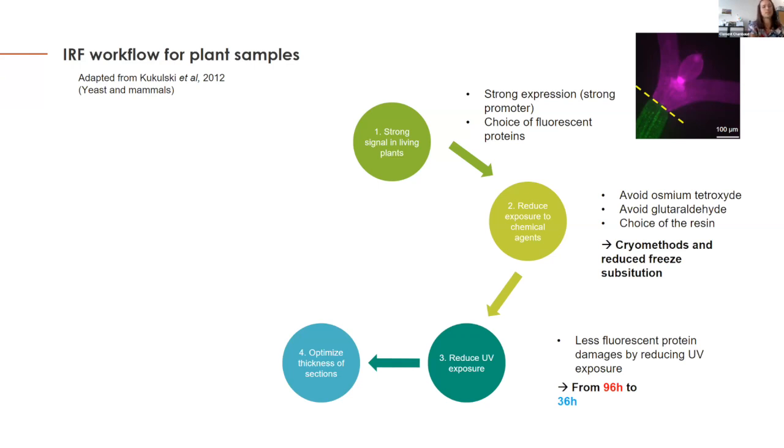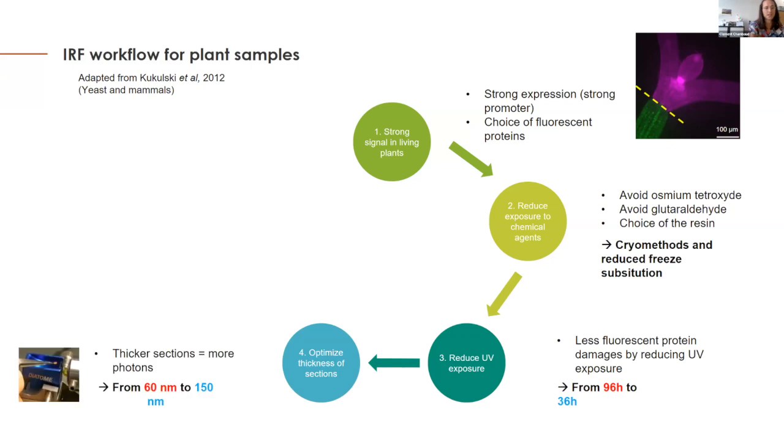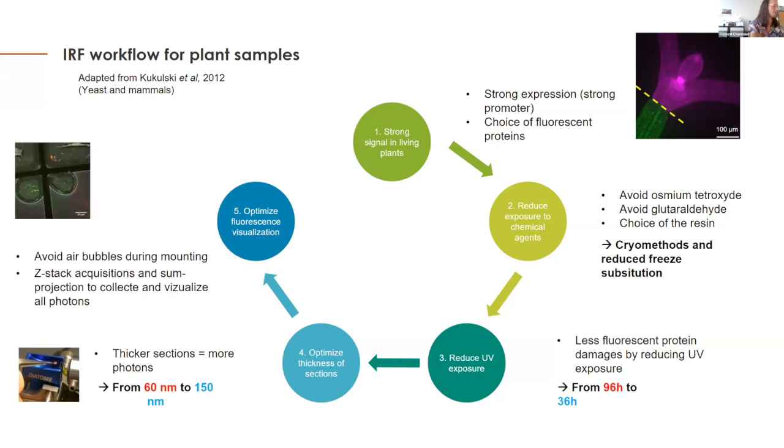Also, we worked on the optimization of the thickness of the sections, because usually with conventional electron microscopy, you have to work with a very thin section, about 60 nanometers, to get a good resolution. And you can understand that the thicker the section, the more photons can be contained in the section. So we increased the section thickness up to 150 nanometers. This is a balance, because the more you increase the section thickness, the lower the resolution will be with transmission electron microscopy, but I will get to that later.